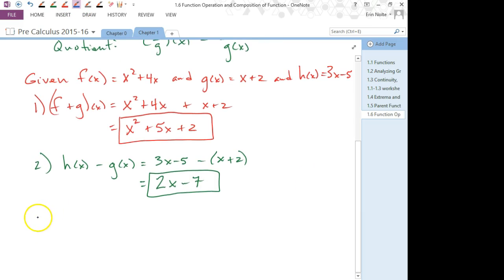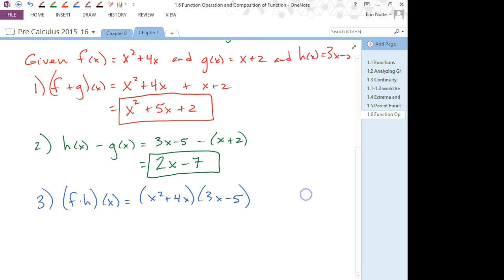Okay, let's do a multiplication. Let's do f times h of x. Okay, so what would I do for this one? What's my f? X squared plus 4x. What's my h? 3x minus 5. So if I multiply them, what am I going to have to do algebraically?